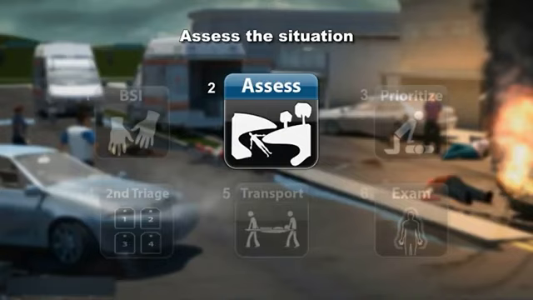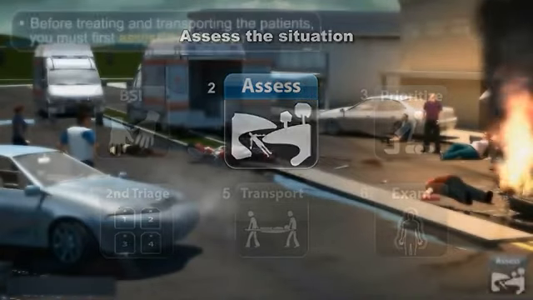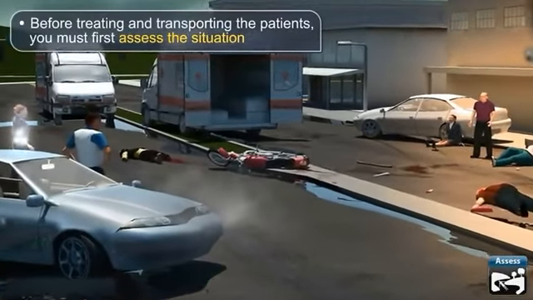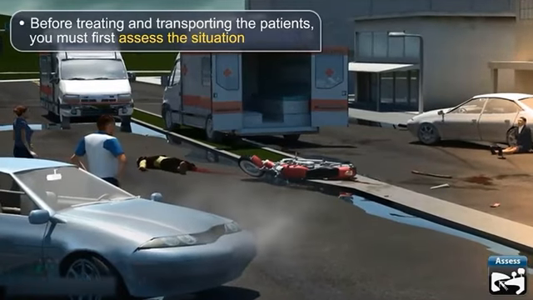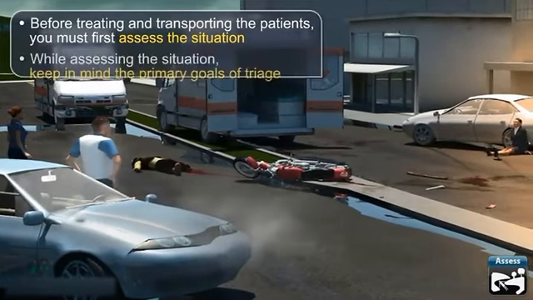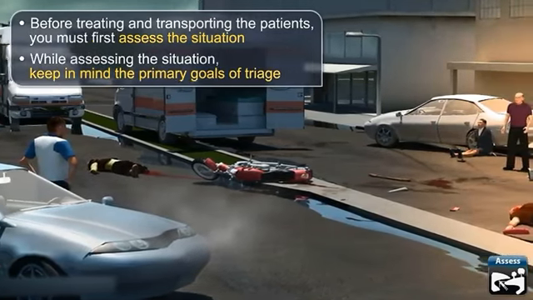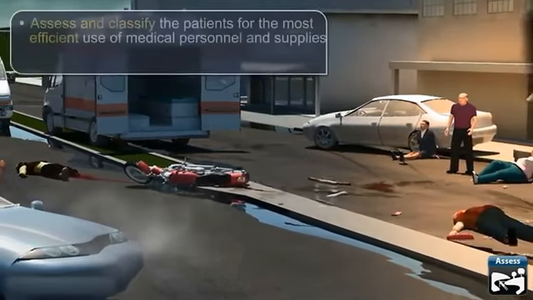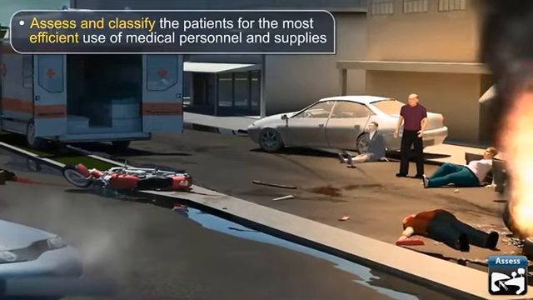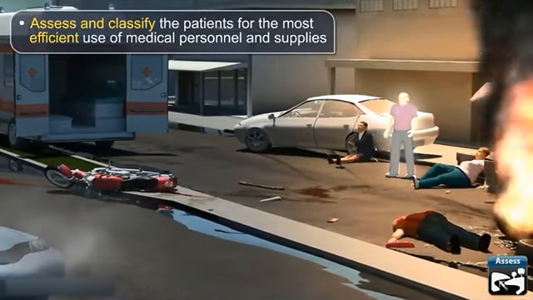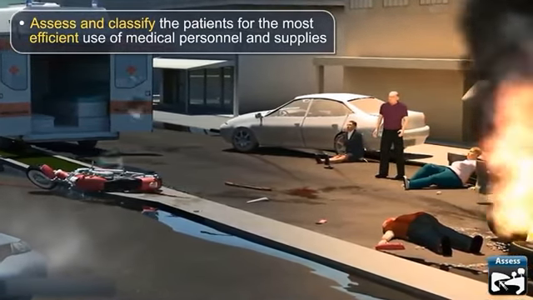Assess the situation. Before treating and transporting the patients, you must first assess the situation. While assessing the situation, keep in mind the primary goals of triage. Assess and classify the patients for the most efficient use of medical personnel and supplies.